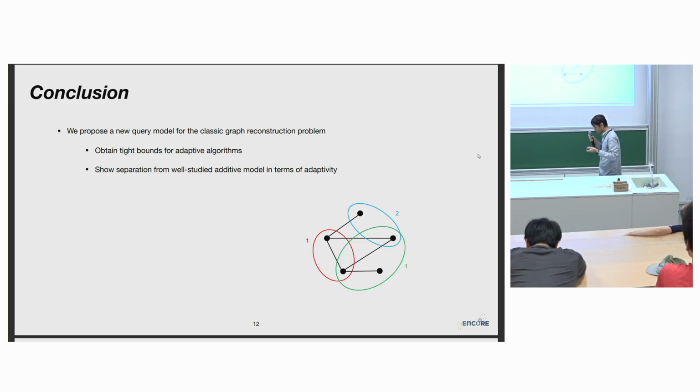This has some consequences. As I mentioned, it's connected to other problems, and there are some open problems. For example, how the round complexity changes from non-adaptive to adaptive is not very well accounted for. And some techniques that we have used for this problem can be translated into other combinatorial search problems, which can be of interest. Okay, so that's it. Thank you.